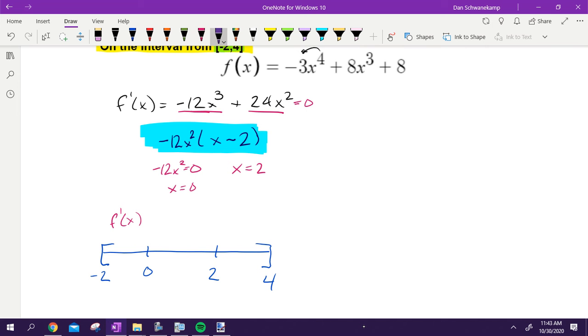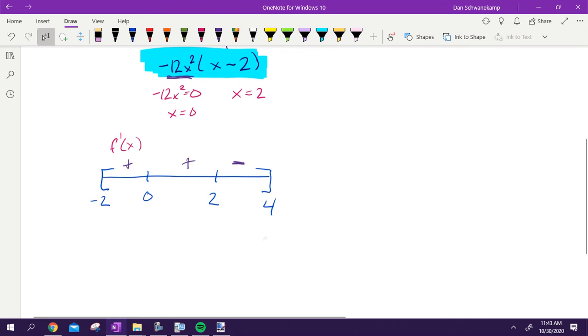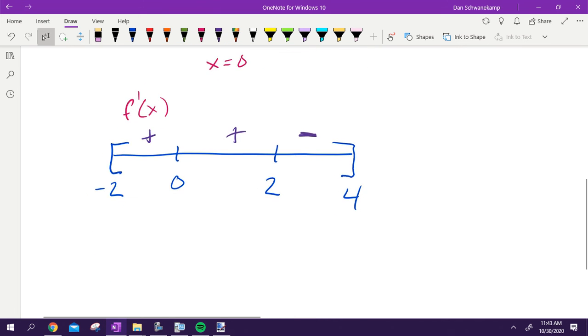So plug in negative 1. If I plugged in a negative 1 here, it would be negative. If I plugged in a negative 1 there, it'd be negative. Negative times a negative is a positive. If I plug in 0, we said it's not going to change. So if I plugged in 1, this would be negative. If I plugged in 1, that is still negative, and that's positive. If I plug in 3, 3 would be negative, and that would be negative. So that's my answer. The question was, where are the maxes and the minimums?